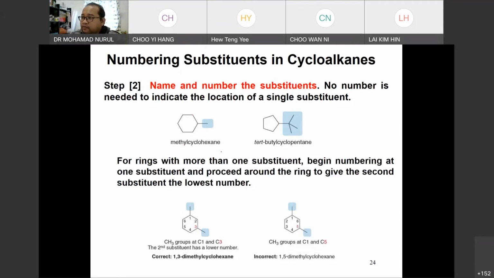For a ring with more than one substitution, begin numbering at one substituent and proceed around the ring to give the second substituent the lowest number. Okay, for example, we have 2 CH3 here on cyclohexane, and we have 2 possibilities. We can start clockwise or anti-clockwise. For example, this one is clockwise, okay, and this one is anti-clockwise.